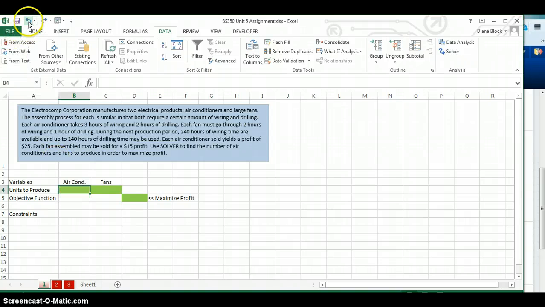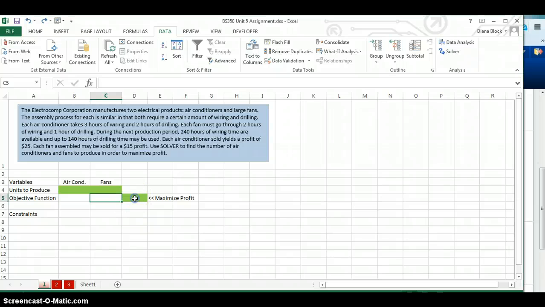Okay, so what you're going to do is determine the number of air conditioners and fans you should make to maximize your profit. So this is problem 1 of the assignment this week. And you're told some information in this problem. You're told how much profit you make per air conditioner and per fan. That's the information you'll put here. You're going to put here the profit you make per air conditioner, the profit you make per fan.